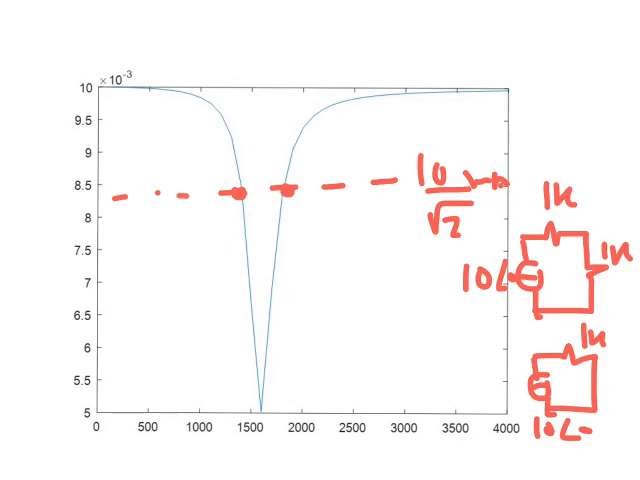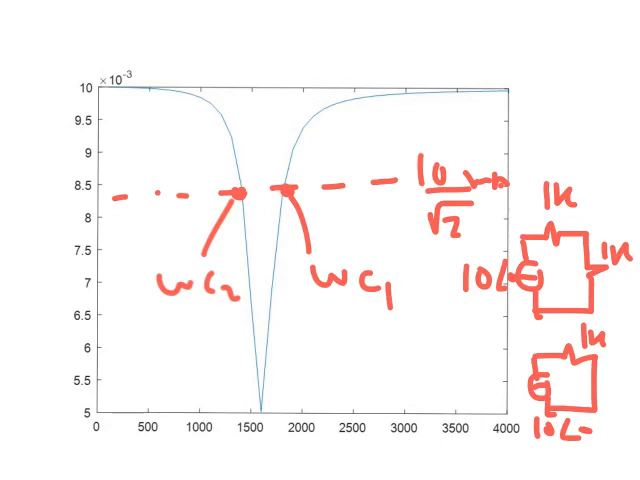We call this one the upper cutoff frequency, omega cutoff 1. We call this one omega cutoff 2. You can of course do the calculation in hertz or radians per second, it doesn't matter. And the difference between these two is what defines the bandwidth of our filter.